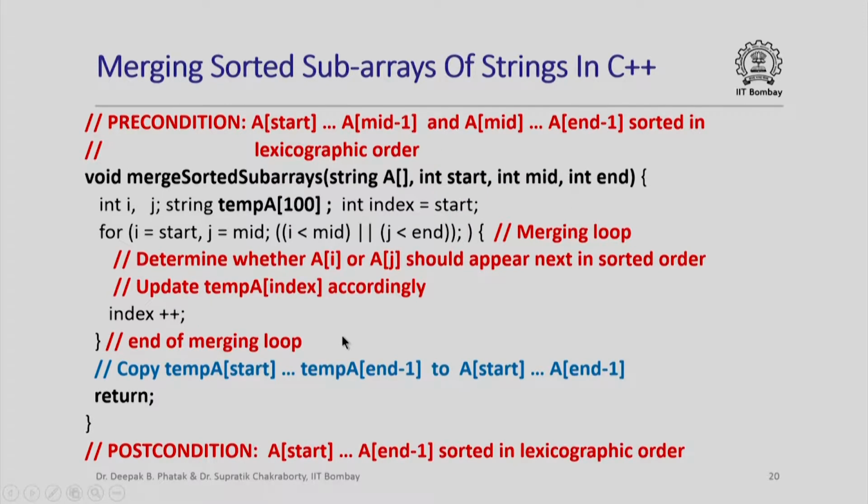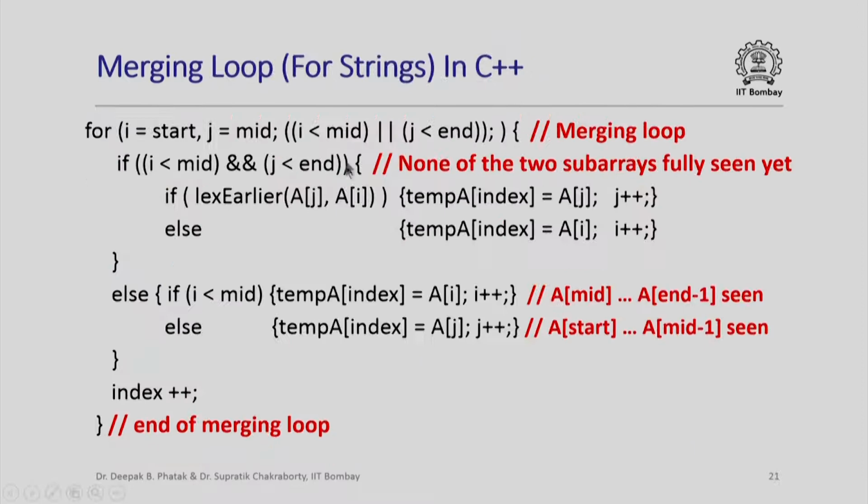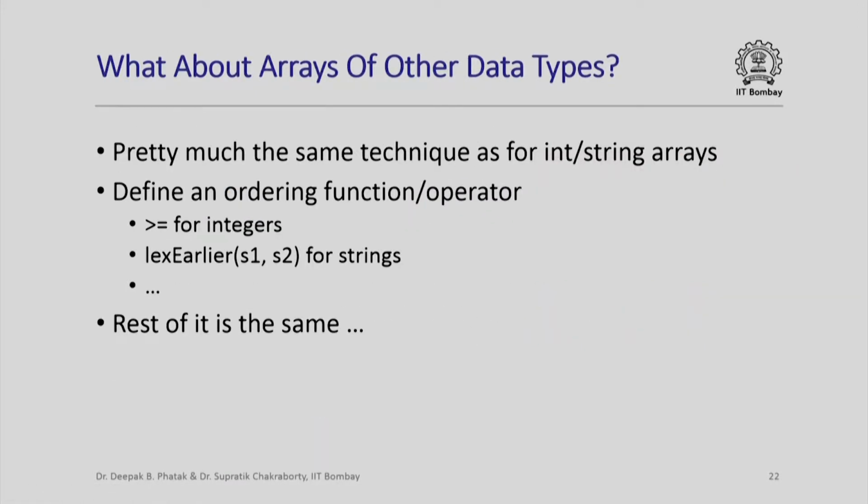Now if I were to do merge sort for strings, how would things look? Well, it would be pretty much the same, except that now these two subarrays would be lexicographically sorted. I would have to pass an array of strings as an input parameter to merge sorted subarrays. I would have to have this temporary array of strings. Earlier we had a temporary array of integers, and then at the end of it we want the entire array between indices start and n-1 to be lexicographically sorted. The merging loop would be almost the same as what we saw earlier, except that we have to use this lex earlier function over here.